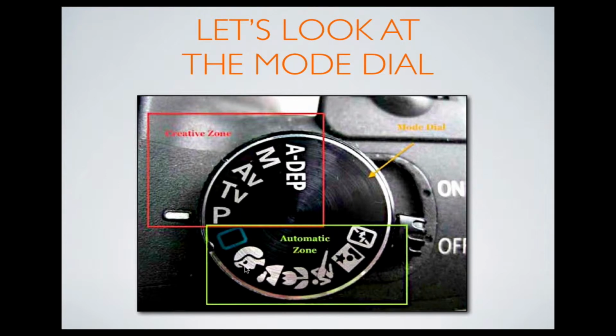What we are going to talk about today is the automatic zone down here, where we have some little icons that represent some of the most important and most frequently taken types of photographs. So let's have a look at some of them and see if we can decipher some of these hieroglyphics.